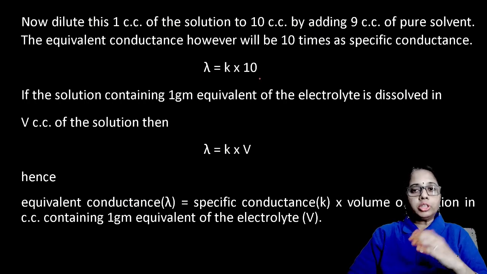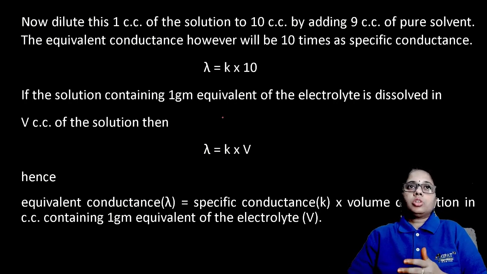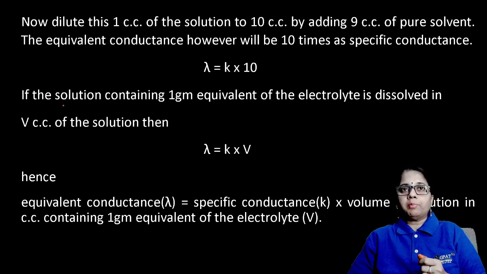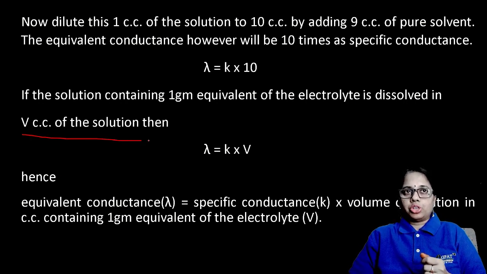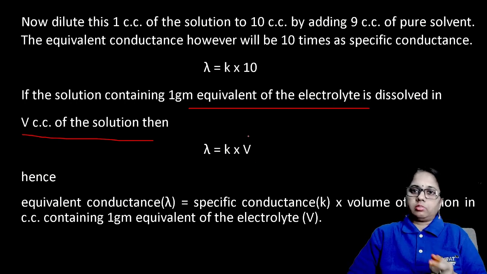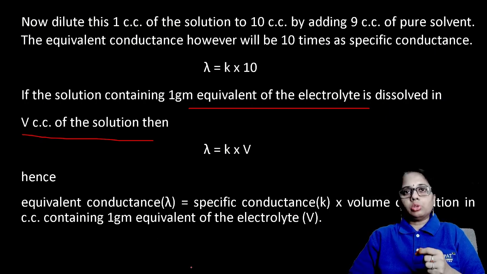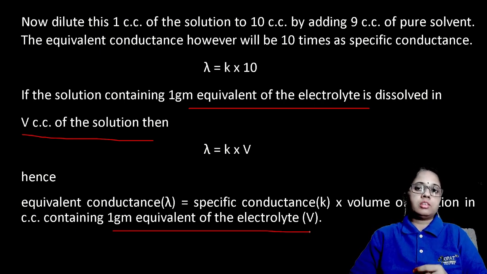So if you are going to dilute that by 10 times, if the solution containing 1 gram equivalent of the electrolyte is dissolved in V mL, then lambda equal to K into V. So 10 means it will come around 10, 1 means 1. Hence, how are we going to relate equivalent conductance with the specific conductance? Specific conductance multiplied by the volume of the solution which is containing 1 gram equivalent of the electrolyte. Then only this is applicable.